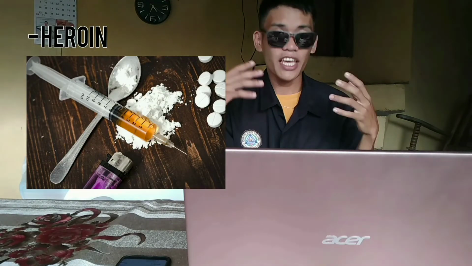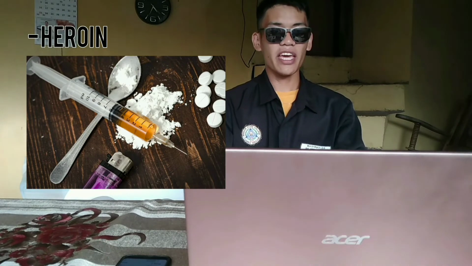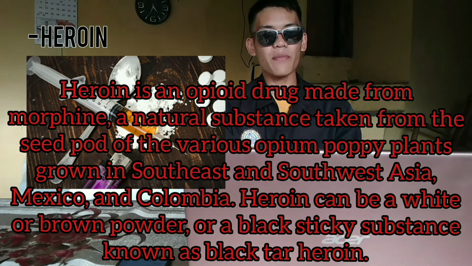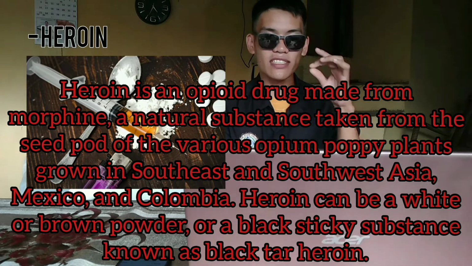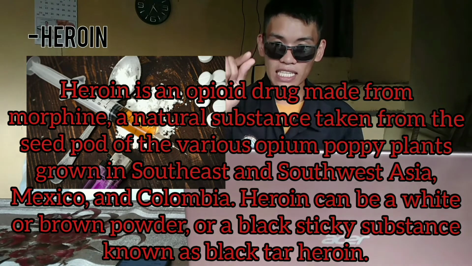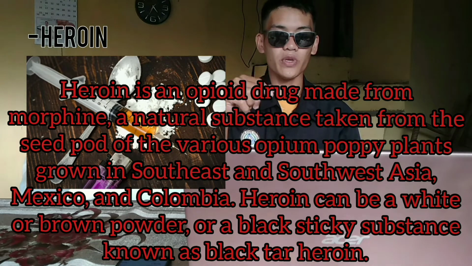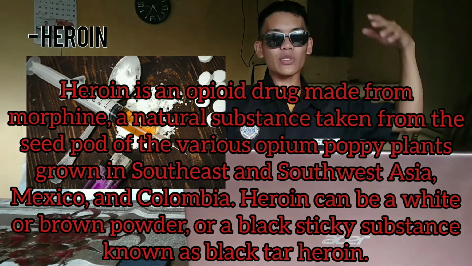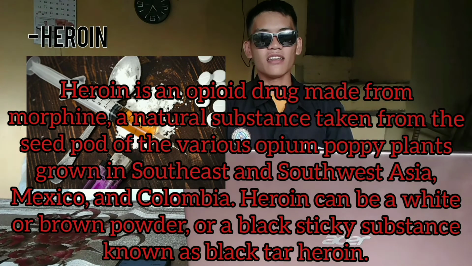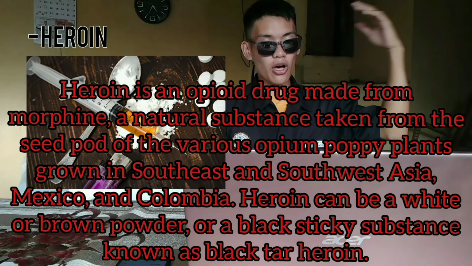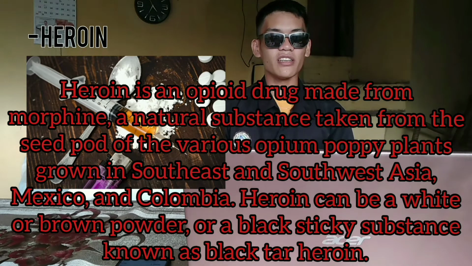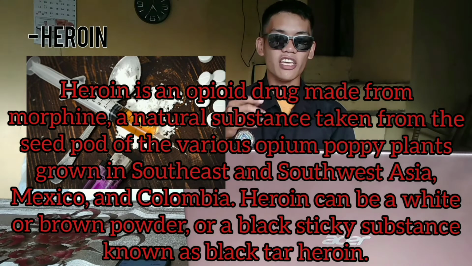What is heroin? Heroin is an opioid drug made from morphine, a natural substance taken from the seed pod of various opium poppy plants grown in Southeast and Southwest Asia, Mexico, and Colombia. Heroin can be a white or brown powder or a black sticky substance known as black tar heroin.